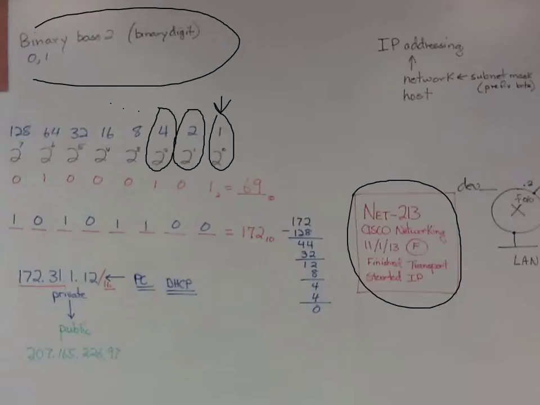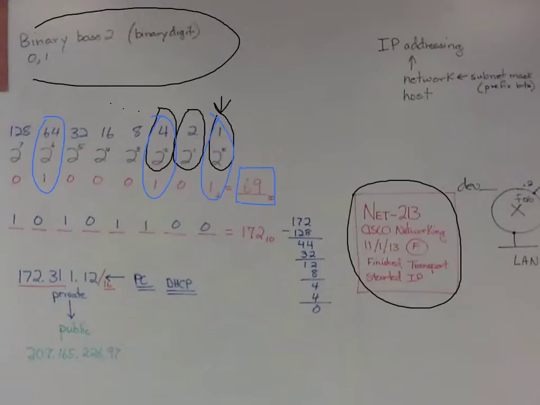And in this example, we've got one group of 64, one group of 4, and one group of 1, which would give us 69 base 10. And the reason we need to be able to convert is to be able to recognize addresses more quickly, because the computer just looks at the ones and zeros.